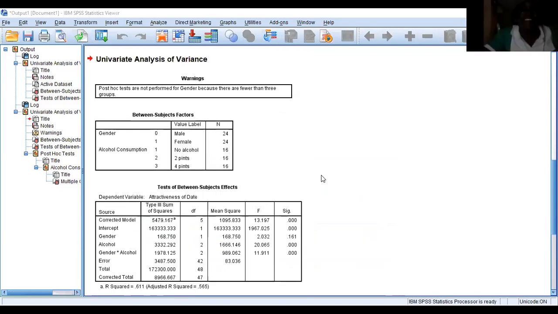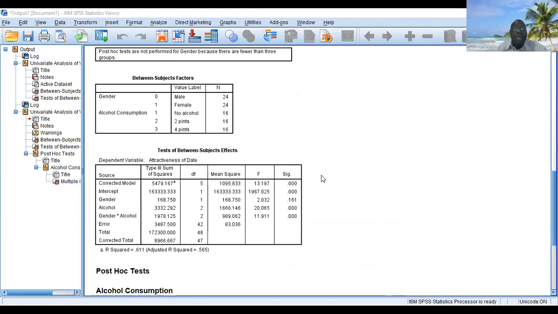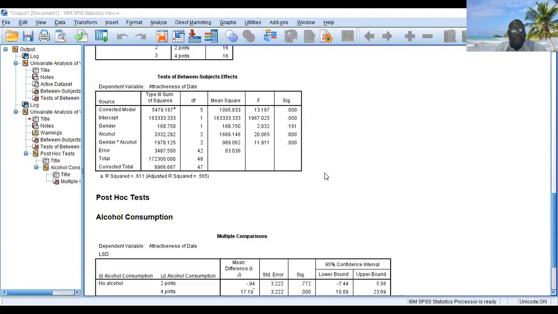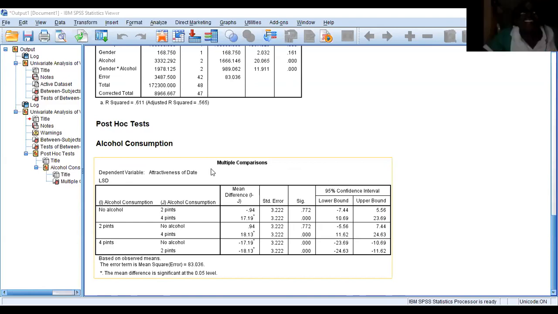Where is the contrast now? I saw it now, as a table. Scroll down. It cannot be in the beginning. This is the end, alcohol absorption. Yes, this is the contrast.